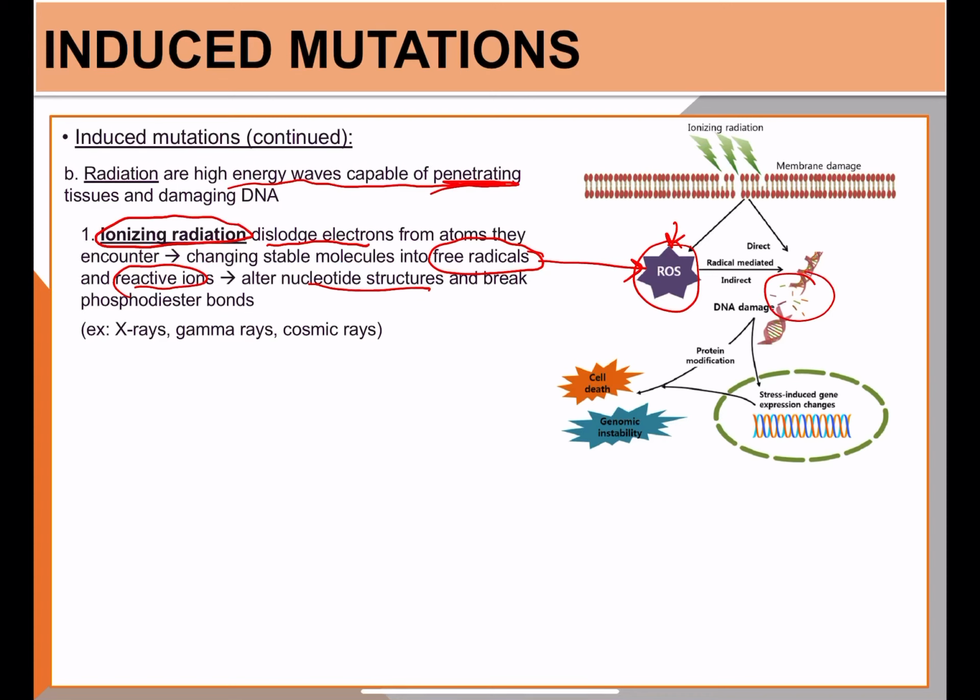And when you cause breakage, that's a type of DNA lesion or DNA damage. So that's bad for the cell. That's why ionizing radiation can lead to DNA damage. Some examples of ionizing radiation are X-rays, gamma rays, and cosmic rays.